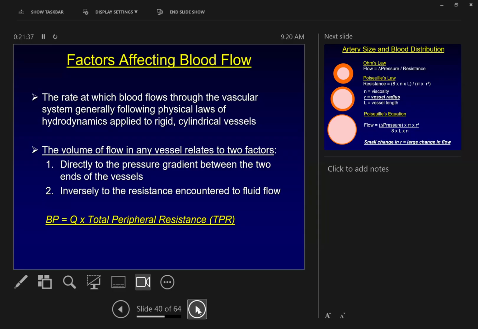So flow is related to a difference in pressure from one side of a tube to another. It's also inversely related to the resistance encountered to fluid flow. And you may say, Dr. Black, what is resistance to flow? Okay. All right.